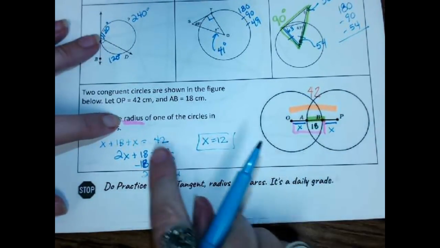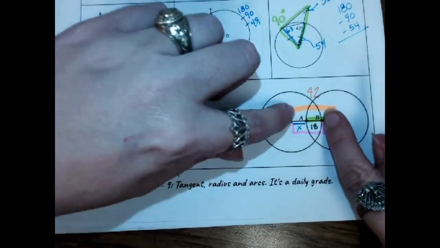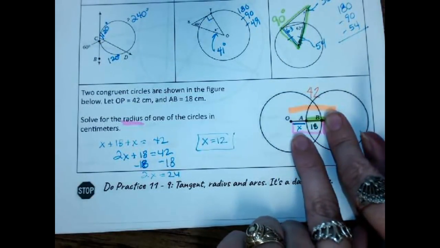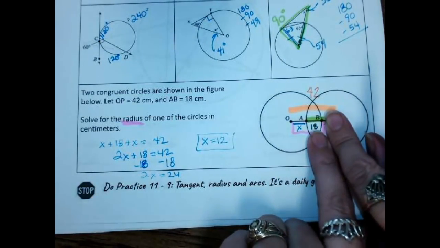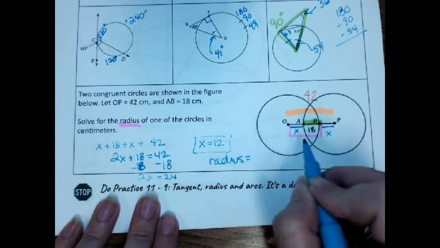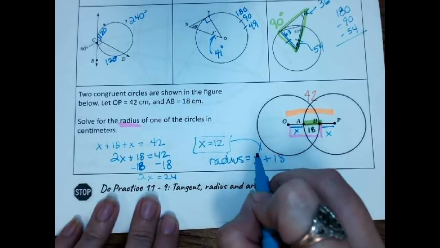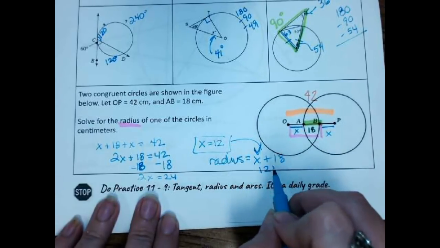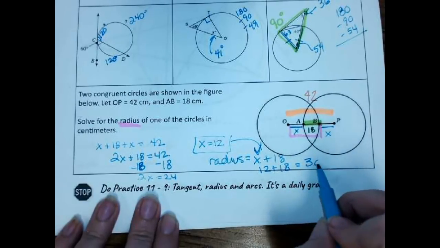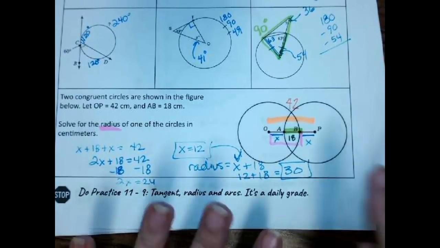But is that the size of the radius? No, because originally we said the radius goes from O to B, from the middle of this circle to the side of this circle. So it's not just x, but it's x plus 18. So to get the radius, I need to do x plus 18, and I found that x was 12, so 12 plus 18 gives me that the radius is 30. So you have to do a couple of steps there and keep track of which parts you're talking about as you work through it.